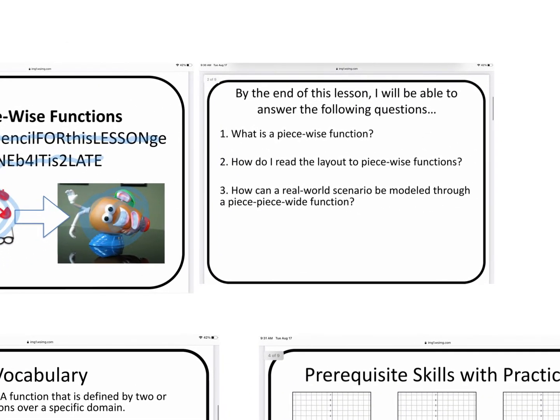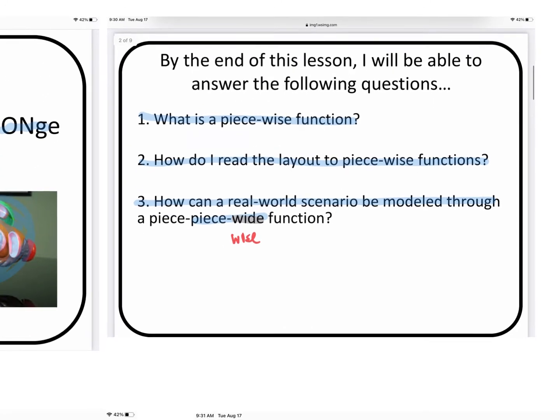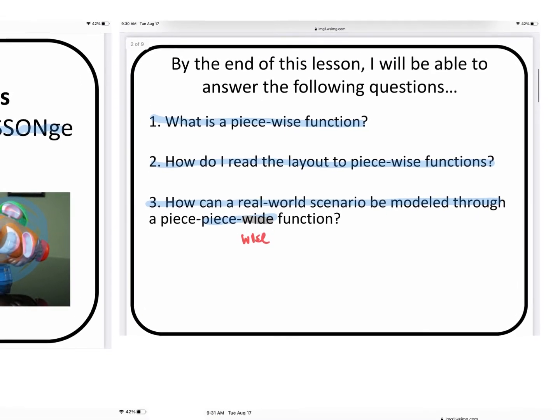So by the end of this lesson, we're going to be able to answer the following questions. What is a piecewise function? How do I read the layout of piecewise functions? And how can a real-world scenario be modeled through a piecewise function? This is supposed to be piecewise, I don't know what happened there. And we'll be taking a look at that in other parts of the lesson as it comes up.